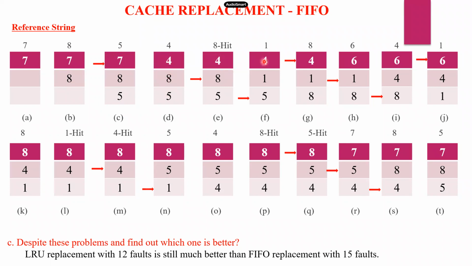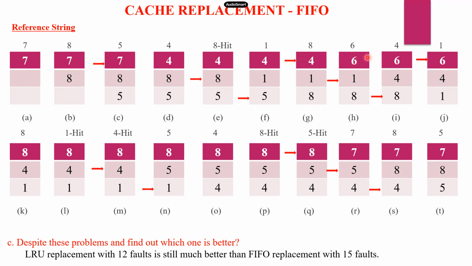Then 1. Now which one entered second? The 8 entered the cache memory second. So instead of 8, 1 will be placed. Again, the page frame is filled. Then the third data 8 comes, that is not available. So instead of 5, you place the 8. Then 6 is not in the page frame. Which one entered first? 4. So instead of 4, 6 will be placed.